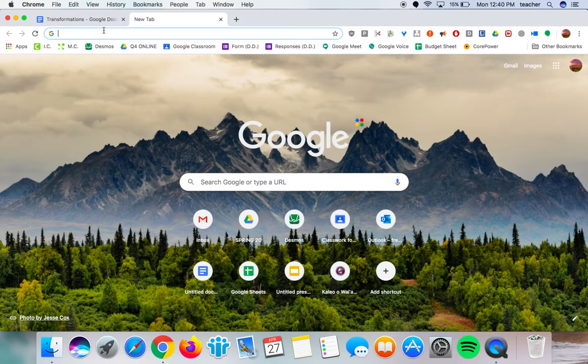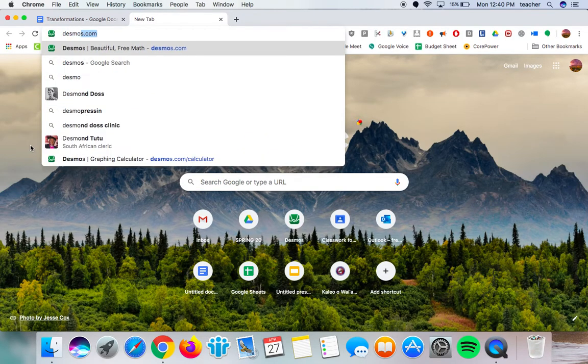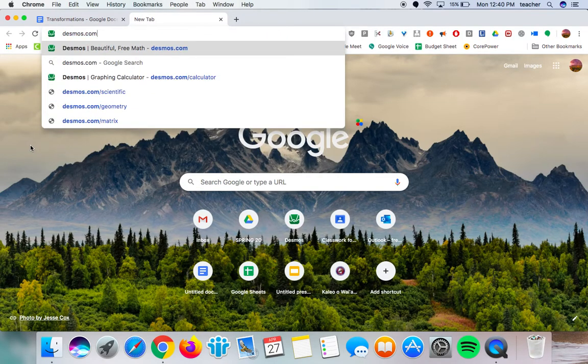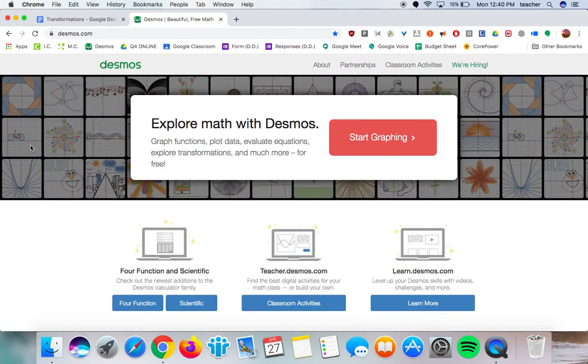So I'm going to use this website called Desmos. You guys are welcome to use this. It's desmos.com. This is just a free graphing calculator. It's really easy to use. It's a really, really good tool. So I'm just going to hit start graphing.